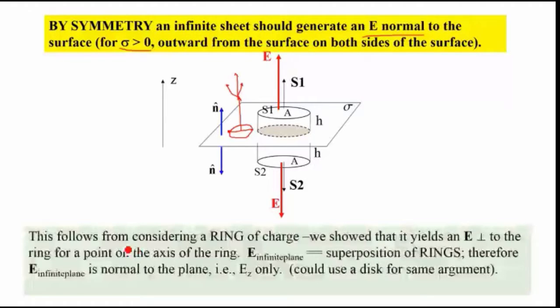What I just told you can be determined by considering just a ring of charge. There we showed that it gave us E perpendicular to the ring for a point on the axis. And so if you take the argument and say that the entire infinite plane could be made a superposition of rings, therefore the E field of the plane is normal to the plane. And so you have E_z only. We could have used a disk, by the way, because we know how to find the E field of a disk. You come to the same conclusion.